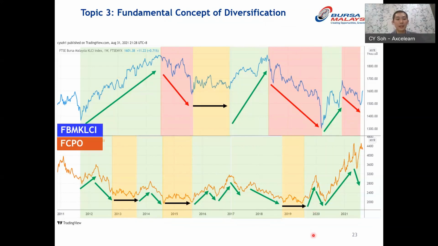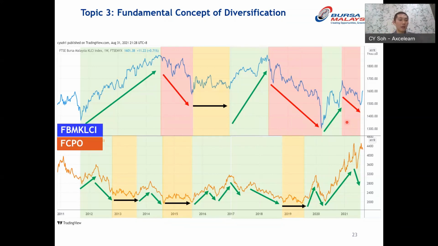So here you can see that if you were to add this FCPO into your portfolio, we have green periods and yellow periods. Green period means you have good trading opportunities. Yellow means it's sideways, you might not be able to profit from it. As compared to the stock market at the top, where we have several red periods. Can you see that? So which is why all you need to do is add FCPO into your portfolio so that your overall portfolio can have greater diversification benefits.